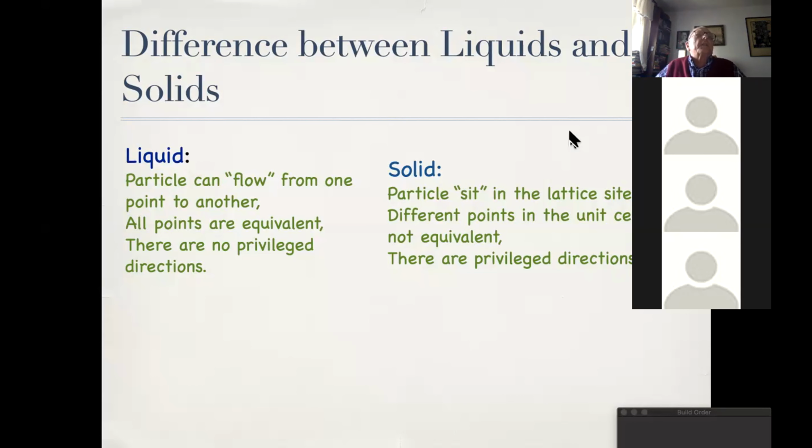And the third difference between liquid and solids, to keep with the number of those 3 properties, is that there are privileged directions in the crystals.